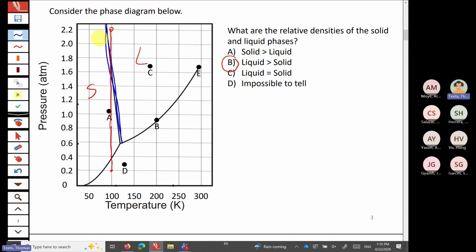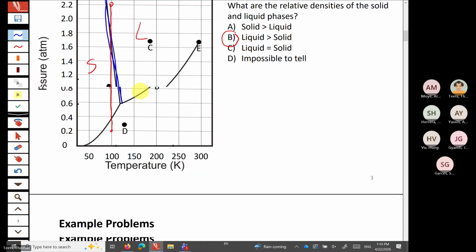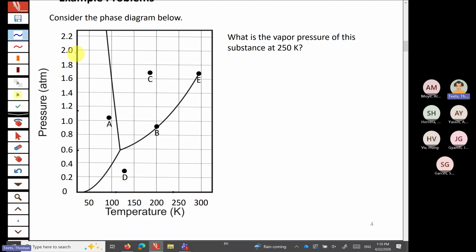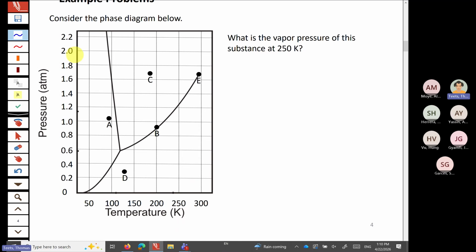This is the less common situation, I suppose. This is what water does. Most substances, there'll be a slight positive slope to that line, but whichever direction it goes, you can predict relative densities. Okay. All right, very last one is we want to know what is the vapor pressure of this substance at 250 Kelvin. And so we can kind of go in both directions now.